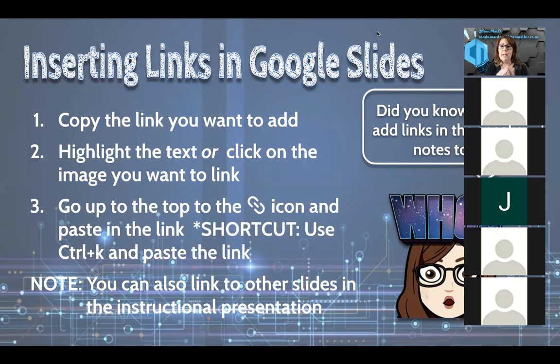The text could be click here, it could be unit 1, it could be a whole sentence, but you're going to highlight the text. Then you go up to the top and click on that little link icon. When you click on the link icon, it gives you a box that you can paste the link into. Then you just click apply. Once you do that, the words are now linked, so when you click on it, it takes them to the link that you provided.